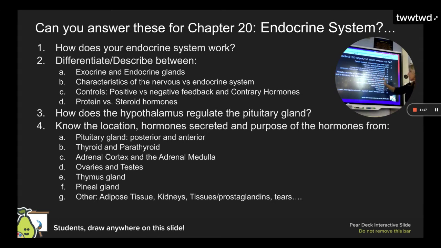So the anterior and posterior pituitary, thyroid, parathyroid, adrenal cortex, adrenal medulla, ovaries, testes, thymus gland, pineal gland, and then the others were adipose tissue, kidneys, prostaglandins and tears. Initially, just looking at that, maybe highlight right now what you're most concerned about to make sure that gets addressed in our review today. I want to make sure you feel comfortable.